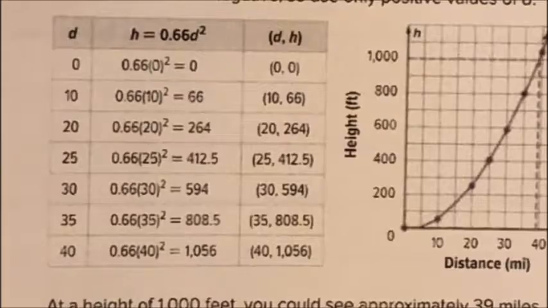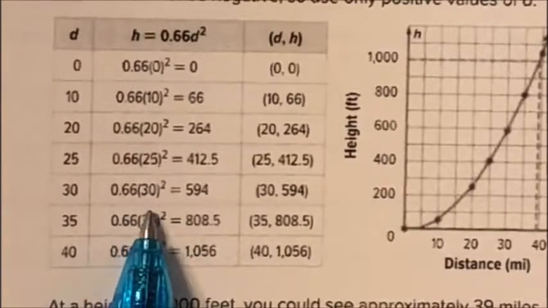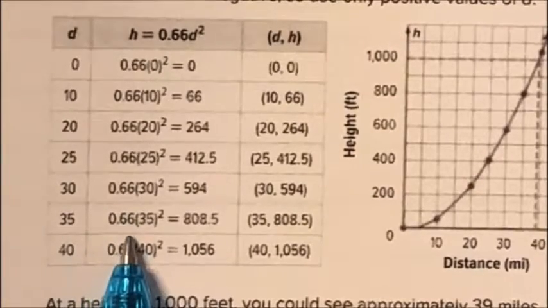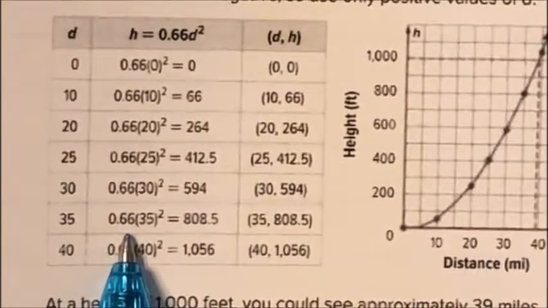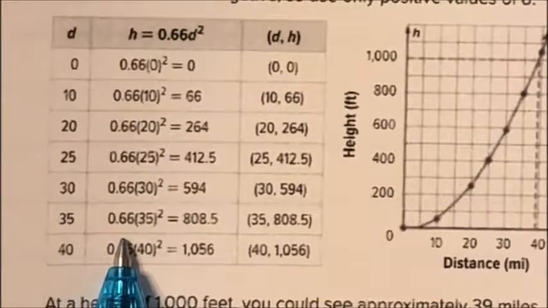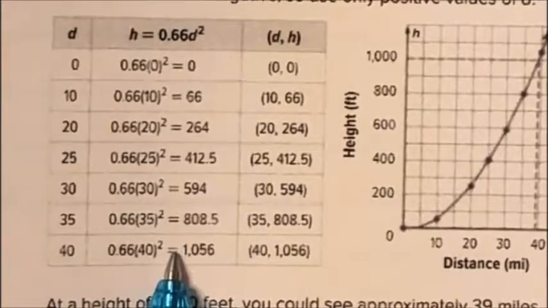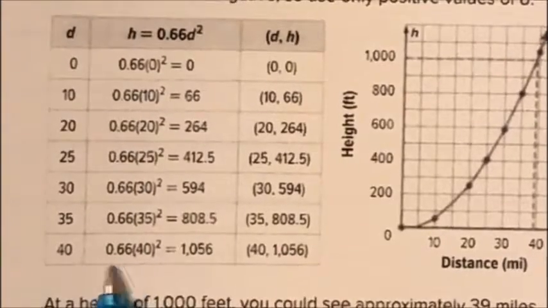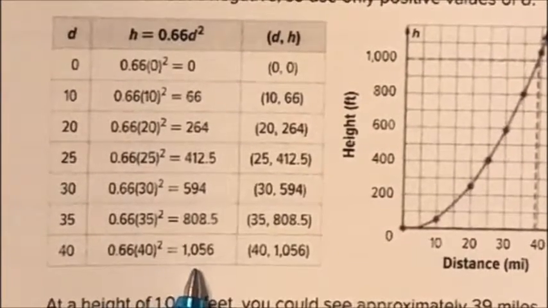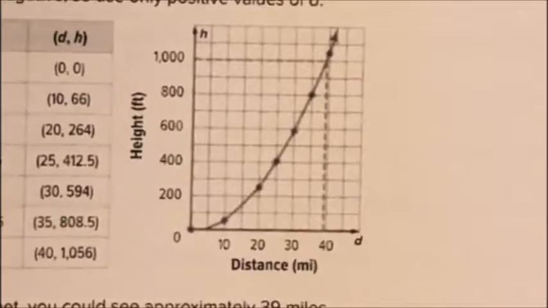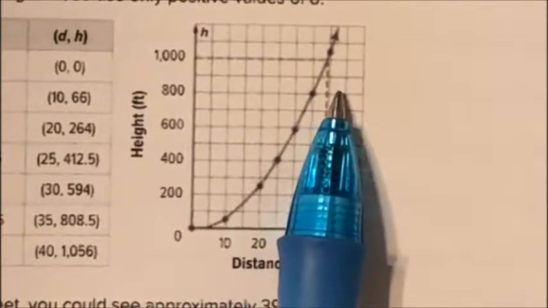30 squared is 900. 900 times 0.66 is 594. 35 squared is 1,225 times 0.66 gives me 808.5. 40 squared is 1,600 times 0.66 gives me 1,056. Okay, so there's my points. I went ahead and graphed them on the line. You can see they're all graphed, okay?